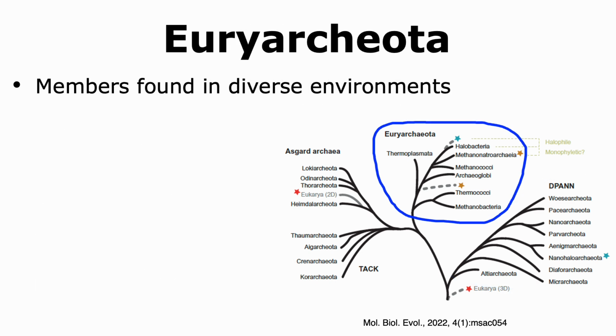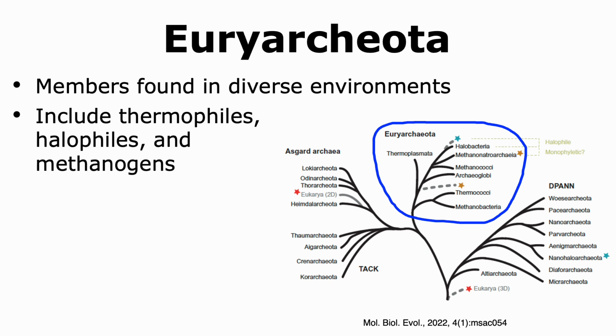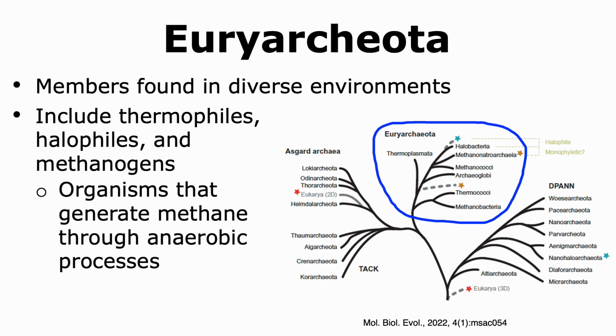Euryarchaeota is a superphylum that has members found in diverse environments. It includes thermophiles, which are organisms that live in high temperatures, halophiles, which are organisms that live in the presence of high salt concentrations, and methanogens. Methanogens are organisms that generate methane through anaerobic processes. All such organisms that are present so far have been identified as archaea.